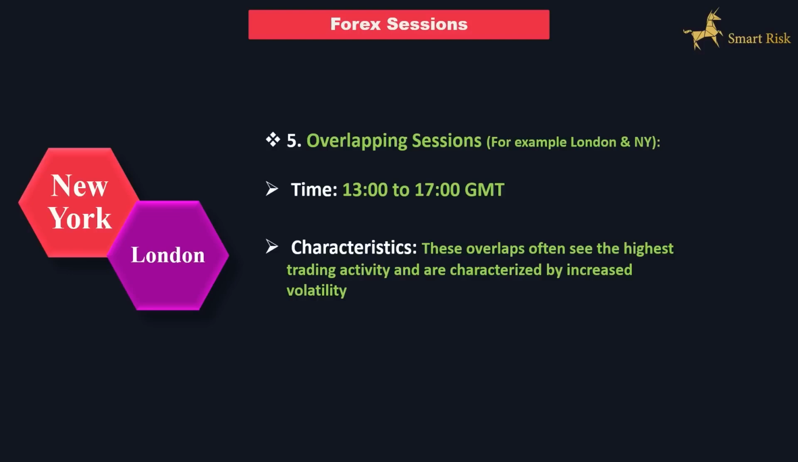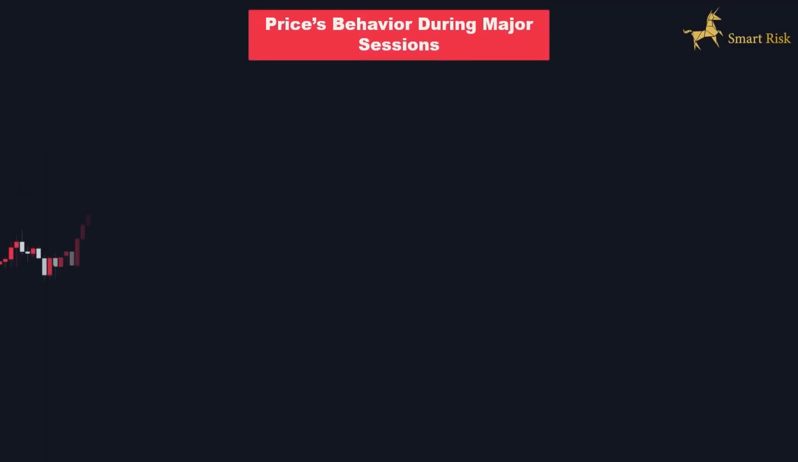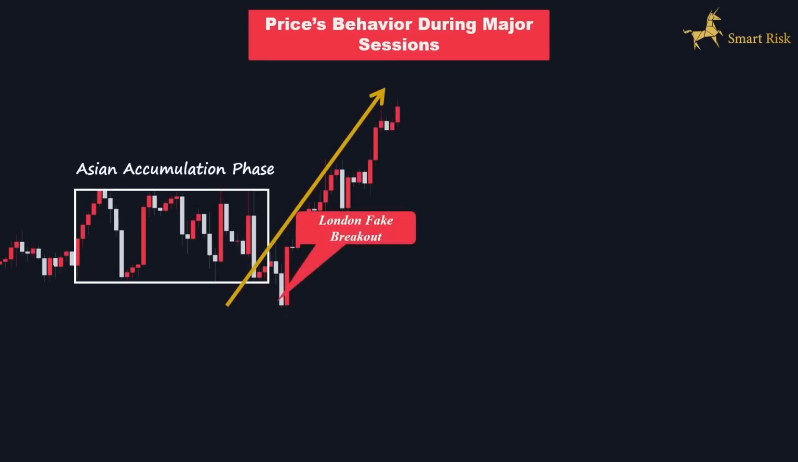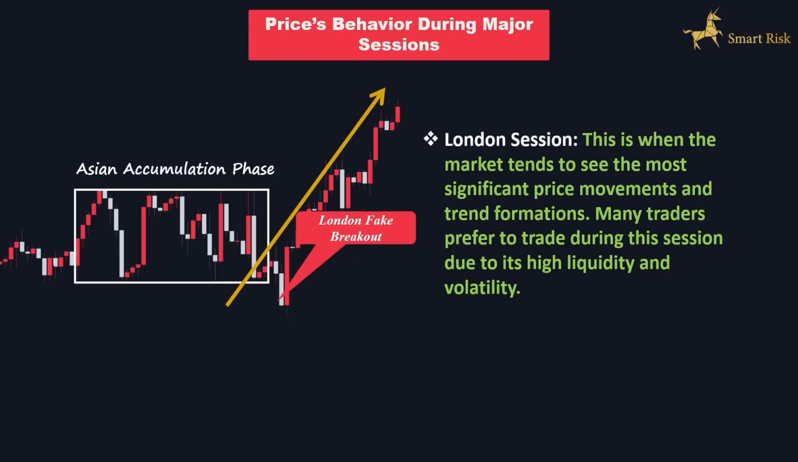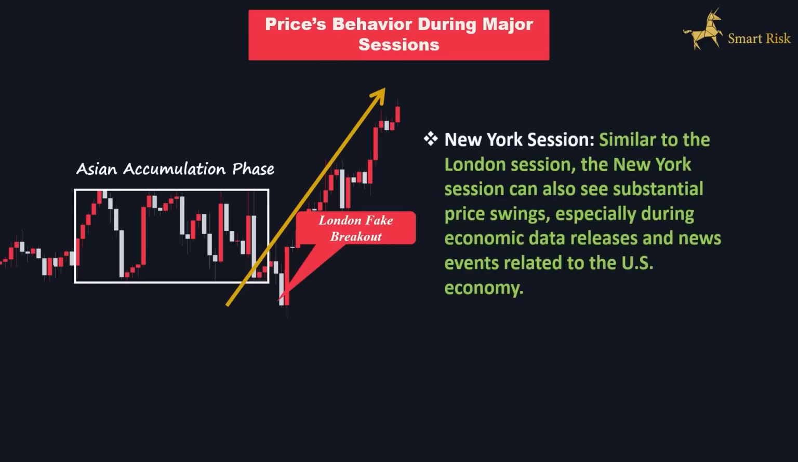Now, let's have a quick breakdown of prices' behavior during major sessions. Asian sessions. Typically, prices may consolidate or trade within a narrower range during the Asian sessions as liquidity is lower. Breakout moves often occur when the London session begins. London session. This is when the market tends to see the most significant price movements and trend formations. Many traders prefer to trade during this session due to its high liquidity and volatility. New York session. Similar to the London session, the New York session can also see substantial price swings, especially during economic data releases and news events related to the US economy.